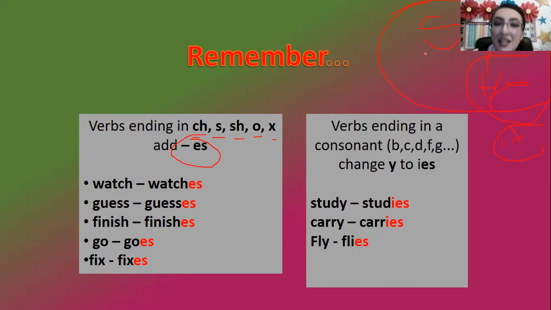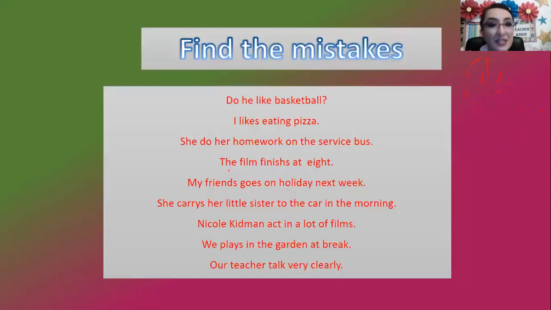Every pronoun, each person, each subject at the beginning of the sentence that corresponds to these three needs to have the letter S or the grammatical rule that corresponds. Remember that if I have a verb that ends with Y and before it there is a consonant, we say goodbye to the Y and welcome to the IES. Excellent. Those are the rules that we are going to have for this one.